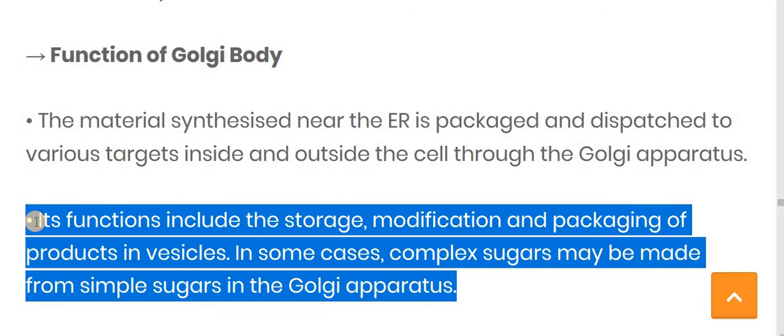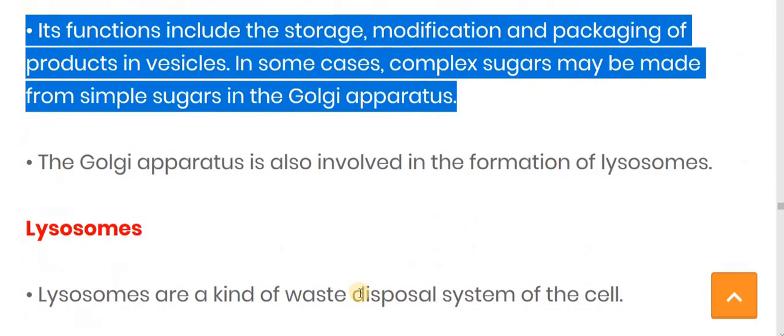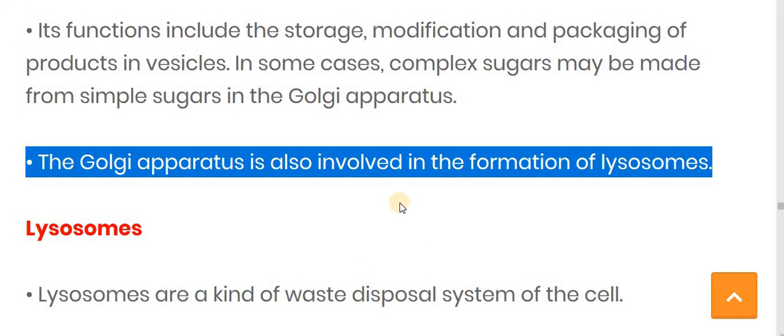Its functions include the storage, modification and packaging of products in vesicles. In some cases, complex sugars may be made from simple sugars in the Golgi apparatus. The Golgi apparatus is also involved in the formation of lysosomes. If asked which organelle is involved in the formation of lysosomes, then the answer is the Golgi apparatus.